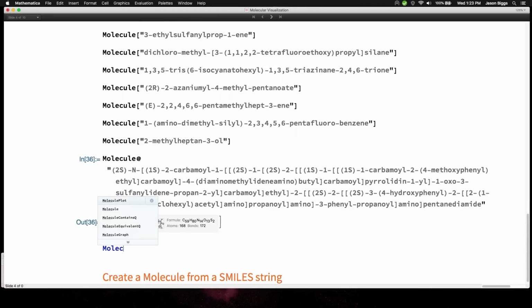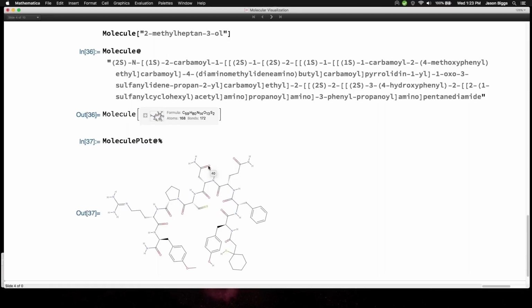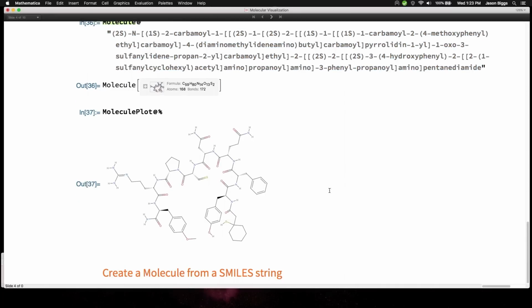And then, so this is 2S, 1S, 2-carbamoyl, 1. And then I'm going to stop at that point. But in this IUPAC name, it describes the stereochemistry at various points. It describes the substituents, and everything required to generate this molecule is in that chemical name.